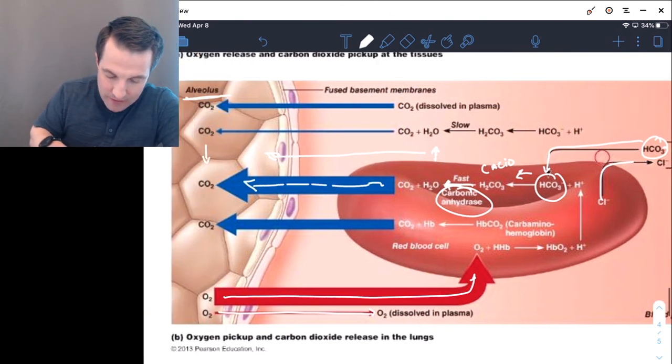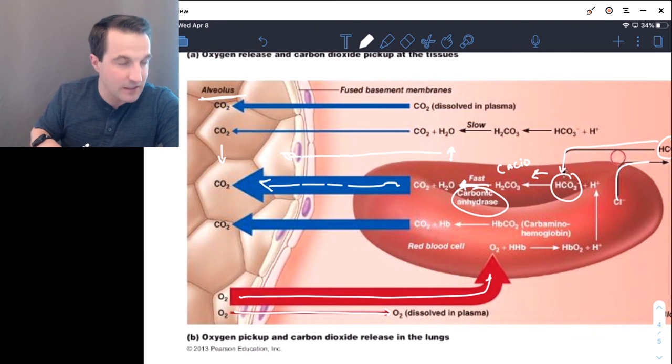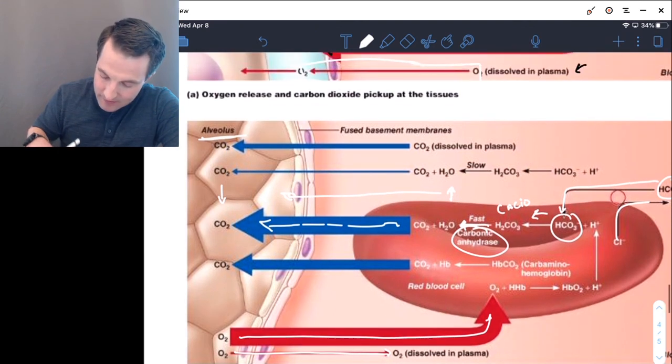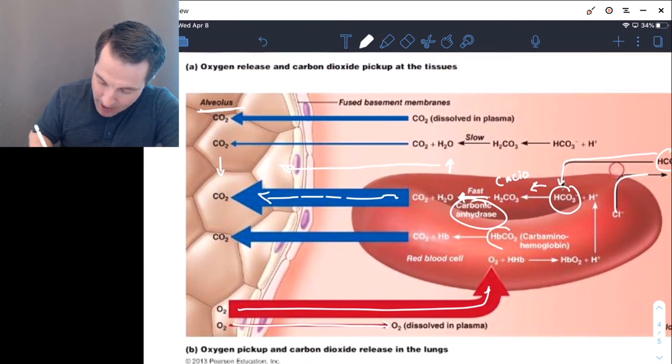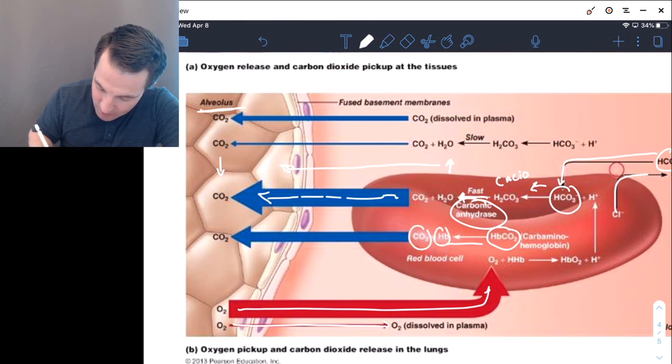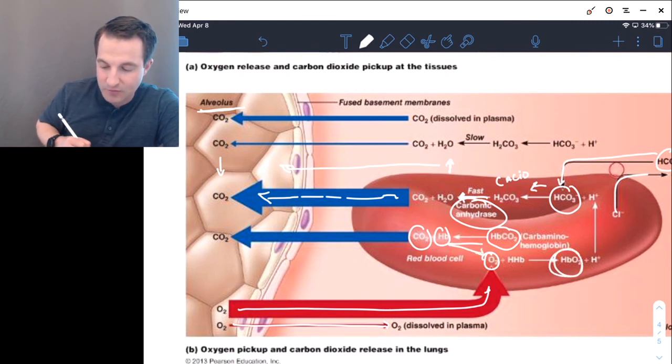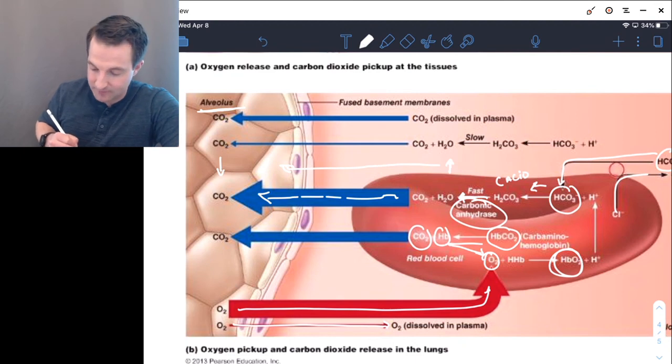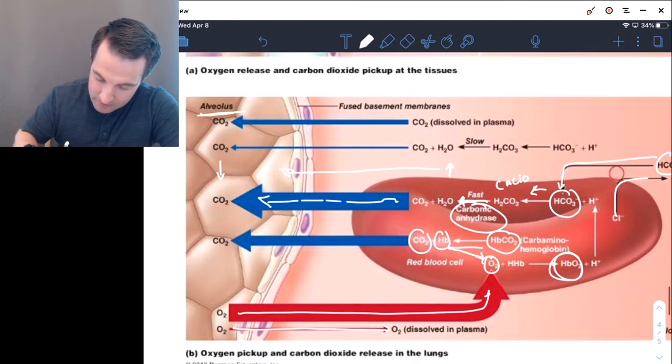And that CO2 then moves into the alveoli. Same thing down here. We used to be bound to our hemoglobin. When we move that carbon dioxide off, we have CO2 plus Hb. Guess what? That oxygen is going to take advantage of that hemoglobin right there and then form our oxygenated hemoglobin right there. Okay.